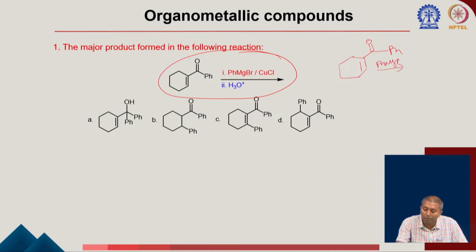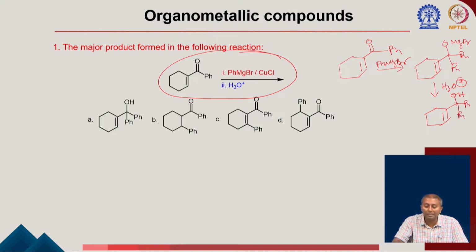If you have phenyl magnesium bromide, it will go for a 1,2 addition and you end up generating OMgBr and Ph, which once you protonate generates the corresponding tertiary alcohol. But here this cannot be your product, because you have used copper chloride with the phenyl magnesium bromide. So something else is going to happen.